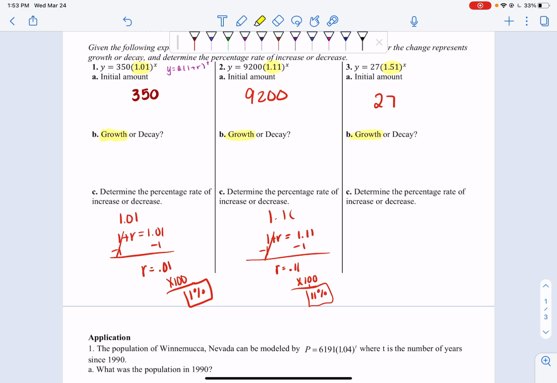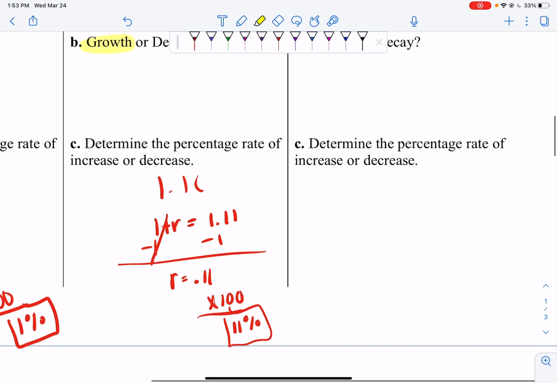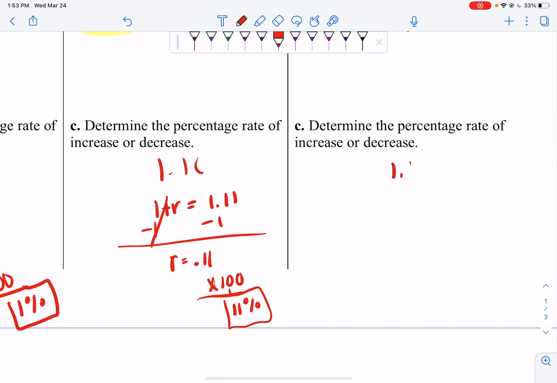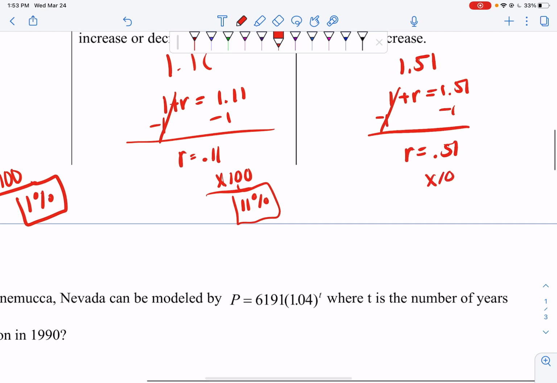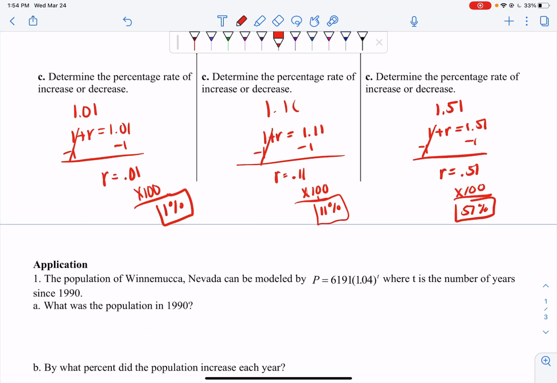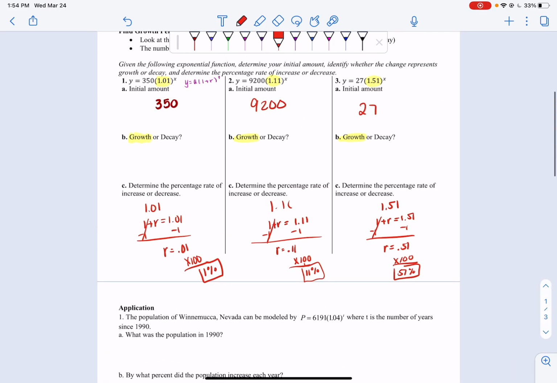Part C, determine the percent rate of increase or decrease. I rewrite that number on the inside, so I'm going to write that 1.51. And now I do 1 plus r equals 1.51. Subtract 1 from both sides. I get r equals 0.51. Here's the issue. It still gives me the decimal. I've got to find the percent. So I'm going to multiply by 100. And I get 51%. So this is actually growing very quickly. It's going to grow very, very quickly. This is the fastest growing function on our page right now.